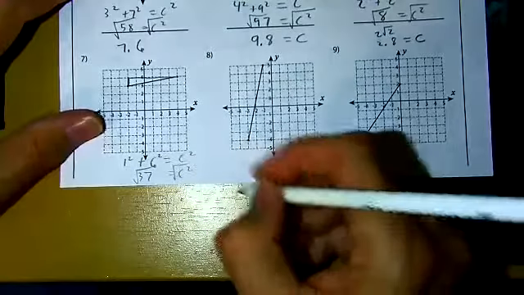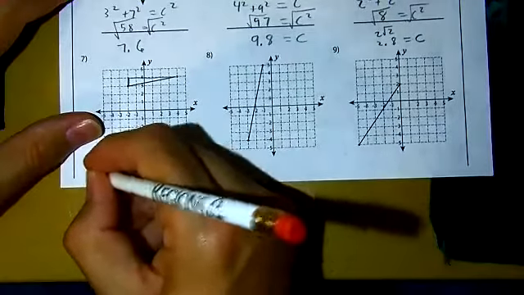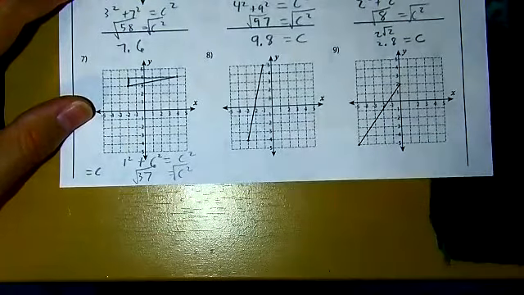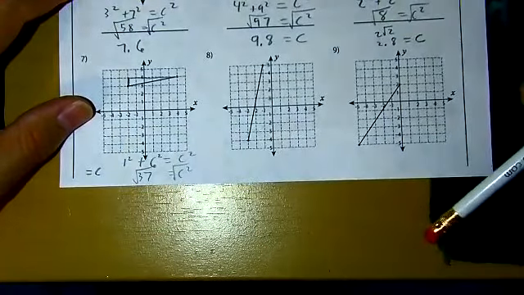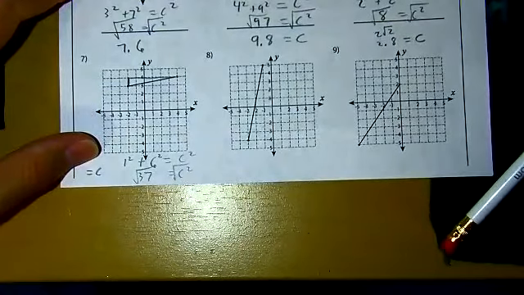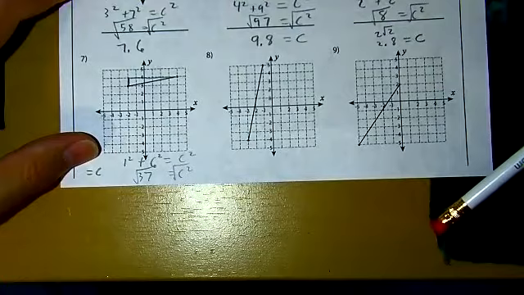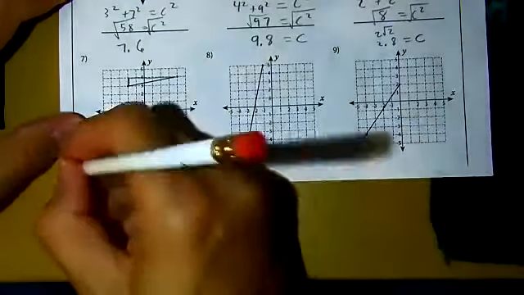Take the square root of both sides, and C ends up being... I didn't solve this one. I'm going to solve it real quick. .08.